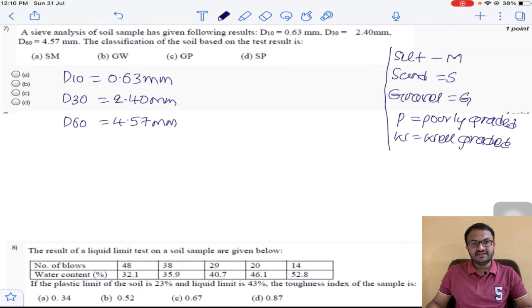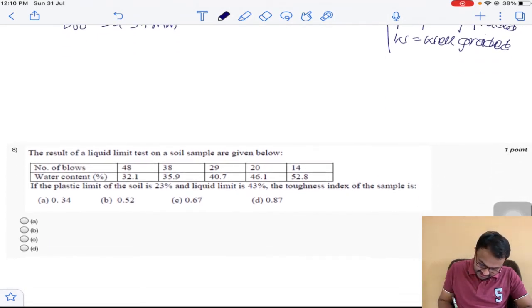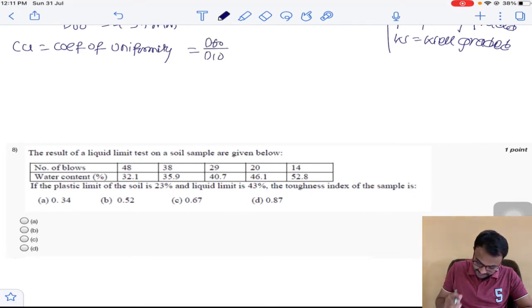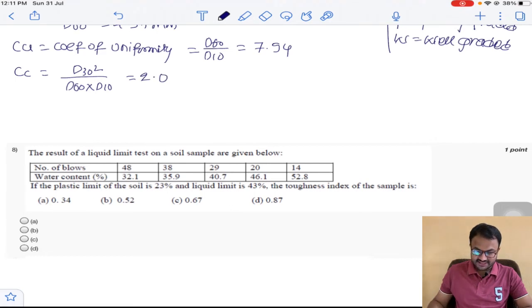To classify using these different sizes, we need to calculate two values. Cu, the coefficient of uniformity, is equal to D60 divided by D10. He has given all the values, D60 and D10, so you can get 7.54. Cc, the coefficient of curvature, is D30 square divided by D60 into D10. If you substitute the corresponding values, you will get 2.0.